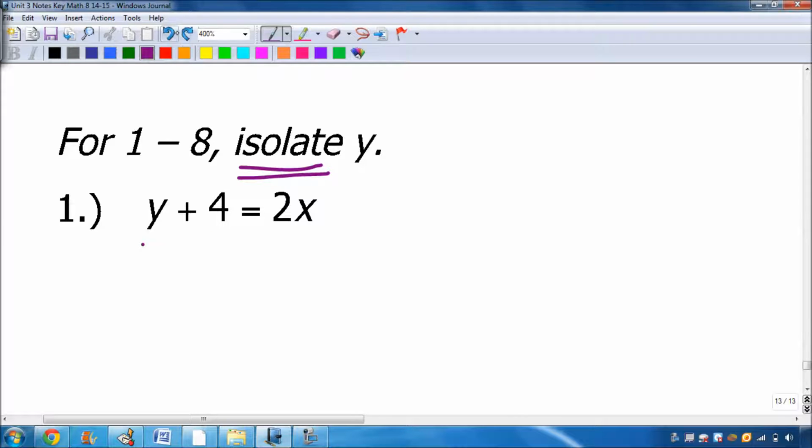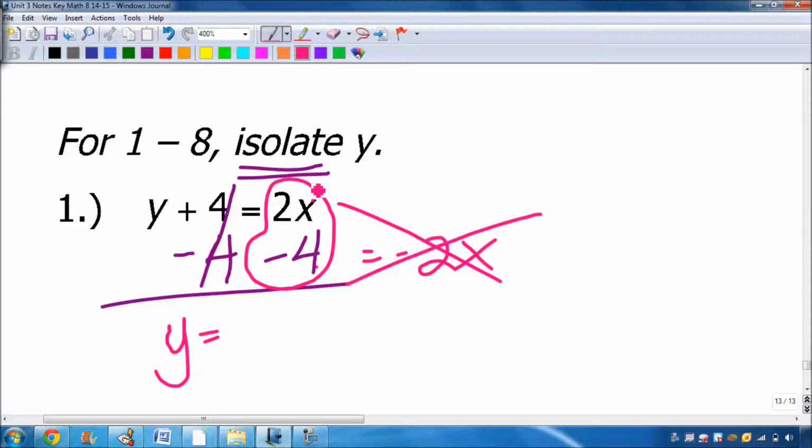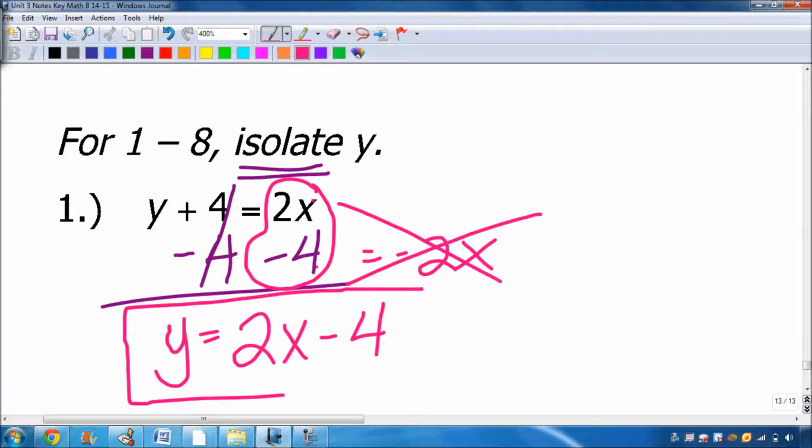I don't want a 4 there. I need to get rid of it. So to get rid of the 4, I'm going to subtract 4 from both sides. Now, here's where people mess up, and I don't want you to mess up. People will think that 2x minus 4 is equal to negative 2x, but it's not, because they're not like terms. You're not allowed to combine them. So you literally write down what you see. 2x minus 4. Is the y by itself? Absolutely, so I'm done with that problem, okay?